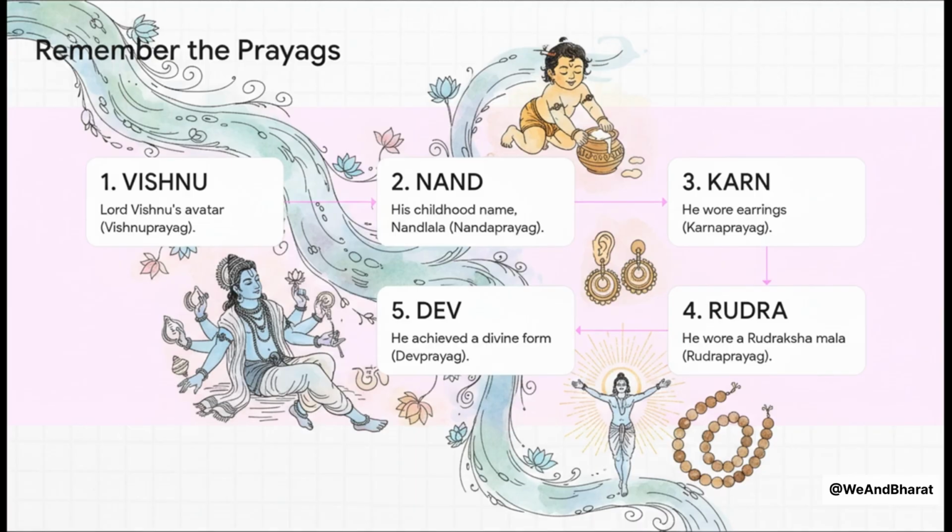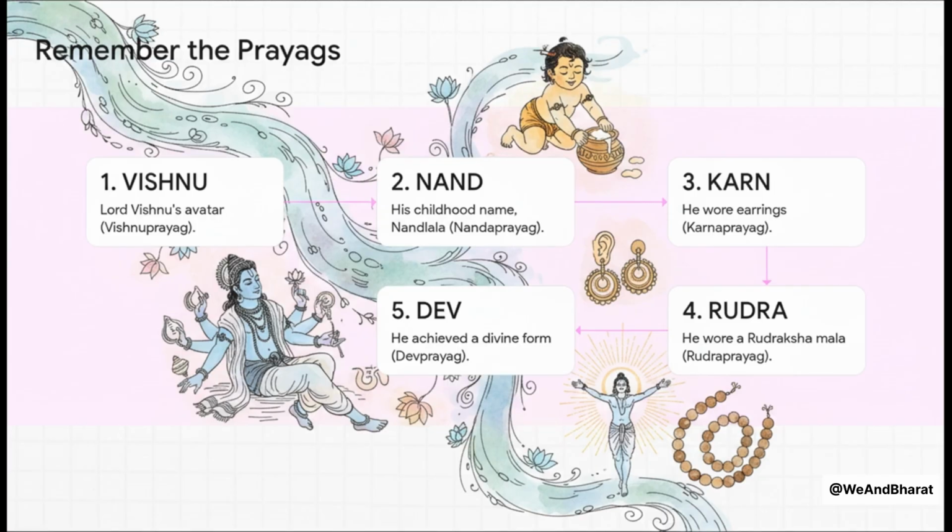There is a brilliant little trick to remember them. Just think of the story of Lord Vishnu's avatar, Krishna. First, he is Vishnu. As a little kid, he was called Nand Lala. He was famous for wearing earrings, or Karn Fool. He also wore a Rudraksha necklace, and finally, after all this, he achieved a divine, or Dev, form. Vishnu, Nand, Karn, Rudra, Dev.